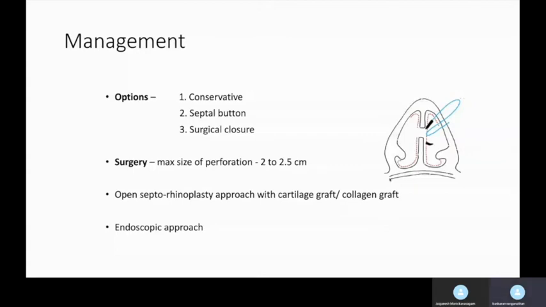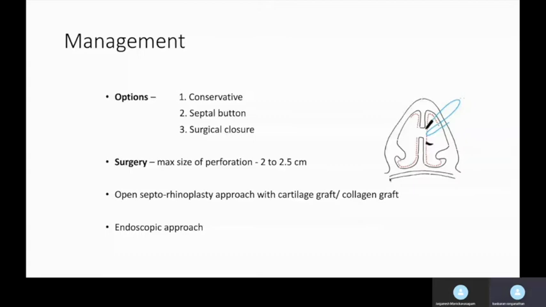Septal button, I'm not a fan of the septal button, but in many departments they use it, and recently they've introduced a Silastic sheath with a magnet in between. That can also be safely used, and I would reserve those for large septal perforations and if the patients are getting excessive crusting and bleeding.